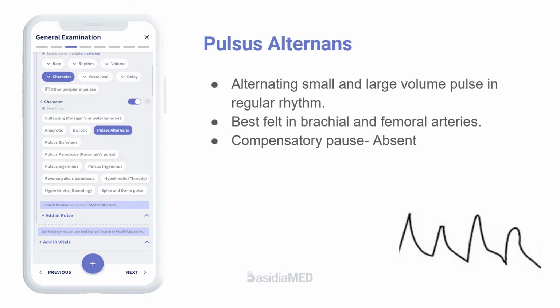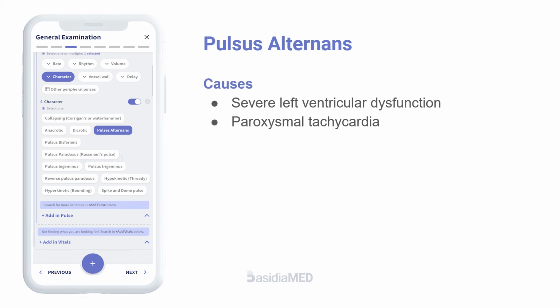Pulsus alternans. Alternating small and large volume pulse in regular rhythm. Compensatory pause is absent. This is best felt in the brachial and femoral arteries. Causes include severe left ventricular dysfunction and following paroxysmal tachycardia.